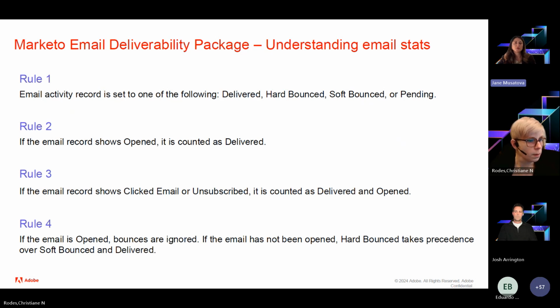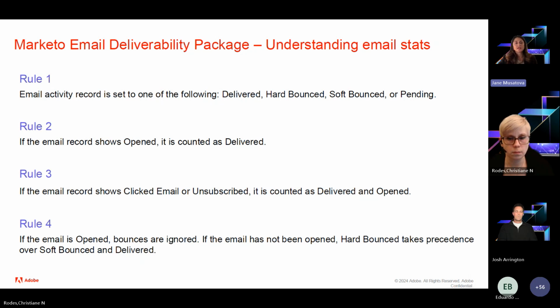It could be that Marketo is trying to send the email and is going to retry it for 24 hours. So if you do see that your email is open, it also counts as delivered. And if the email record shows as clicked email or unsubscribed, it is counted as delivered and open. So that's how you can understand the numbers and what they're made of.